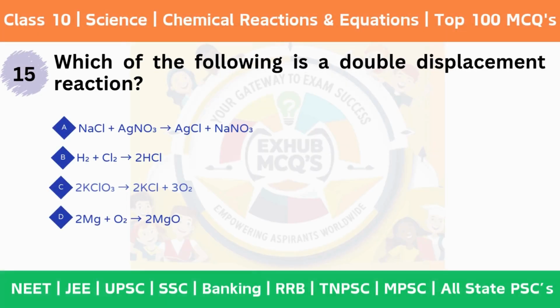MCQ 15. Which of the following is a double displacement reaction? Option A, sodium chloride reacting with silver nitrate. Option B, hydrogen reacting with chlorine. Option C, potassium chlorate decomposing into potassium chloride and oxygen. Option D, magnesium reacting with oxygen.